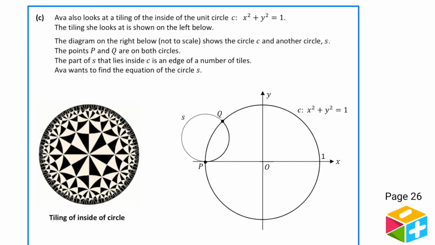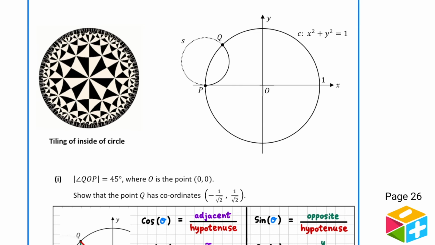In part C, Ava is looking at tilings of the unit circle. We are provided with a diagram of the unit circle, and there's been 3 points labelled: O, P and Q. We are told that the angle QOP is 45 degrees. To help visualise this, we should draw in the side QO.